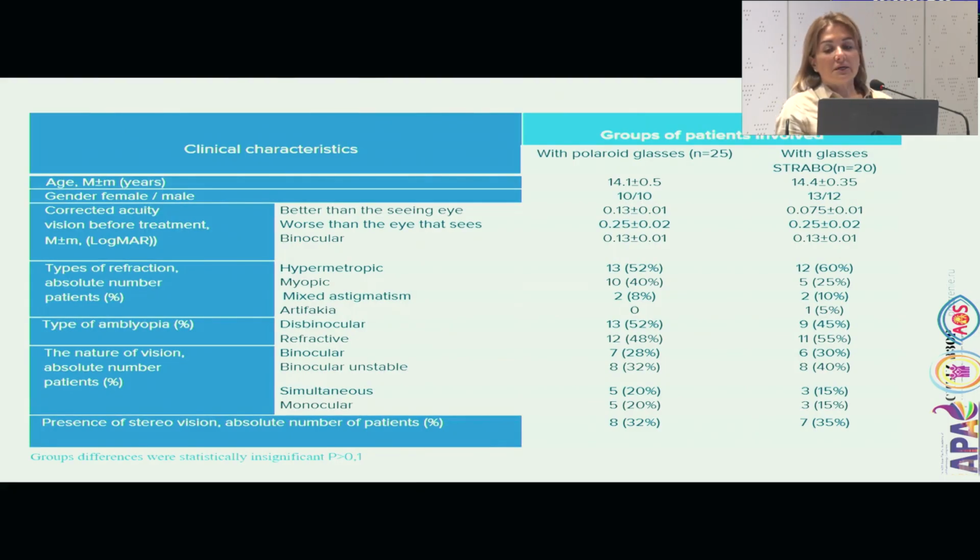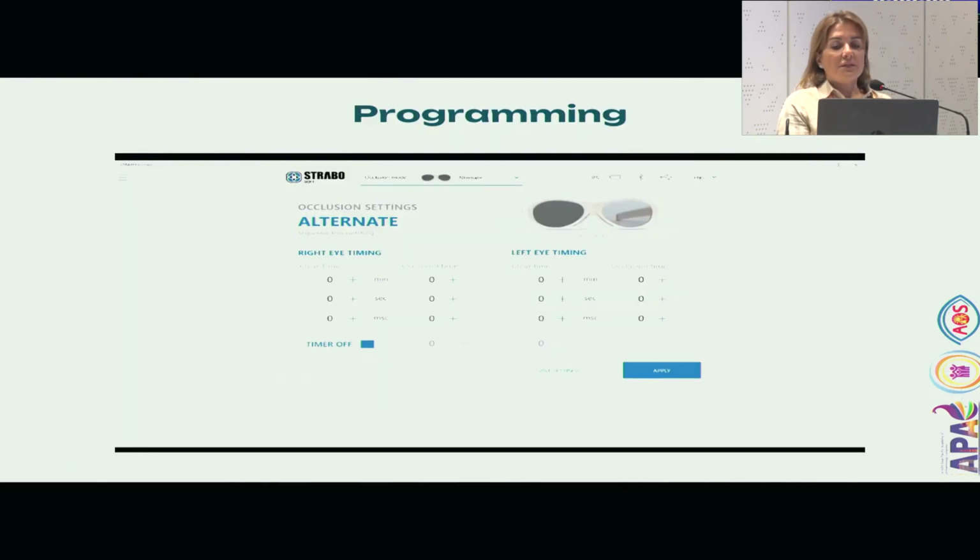So here are the clinical characteristics of the groups. Most of the kids have amblyopia, 20 by 40 and 20 by 30. Group differences were statistically insignificant. So in this video, I want to show you a program that allows us to program these glasses for any value of alternation frequency. In this study, we empirically chose a frequency of 50 milliseconds.